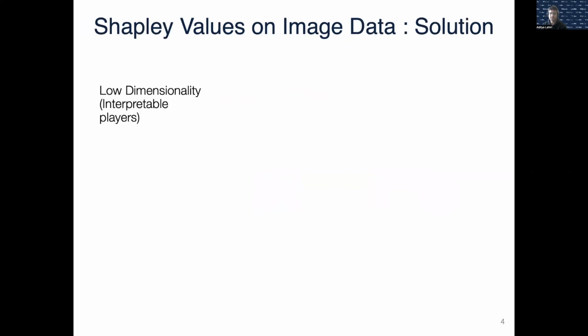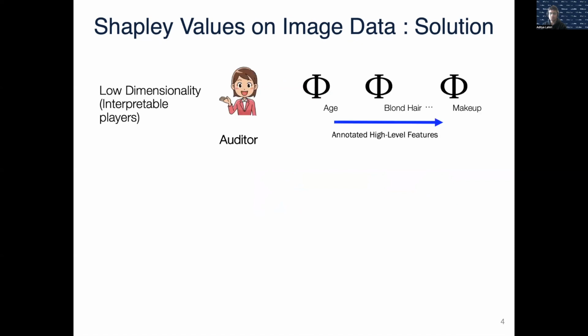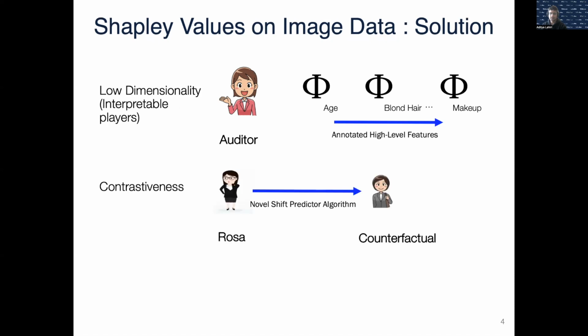First, we define input features in the image in terms of high-level human interpretable features. For example, for a model working on human faces, we define annotated high-level features such as age, blonde hair, makeup, and so on. This helps the end user understand the explanation in terms of these intuitive features. It also reduces dimensionality and therefore runtime drastically. Second, we make Shapley value-based attributions contrastive. We do this by generating a counterfactual instance from the original instance using a novel shift predictor algorithm. We then replace the average instance by this counterfactual and use Shapley values to explain the difference between these two images in terms of the above-mentioned high-level attributes.